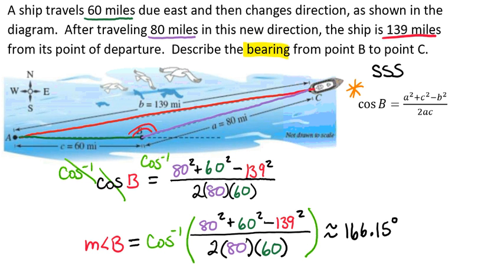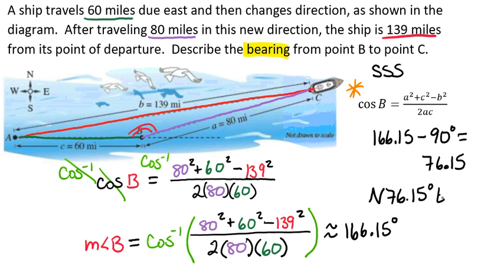So how does that relate to our bearing? Well, the bearing measured from due north from point B to point C is going to be approximately 166.15 minus 90 degrees. And so that value, which is 76.15, we're going to be able to take and write as our bearing. So our bearing is north 76.15 degrees east. And that is our answer.